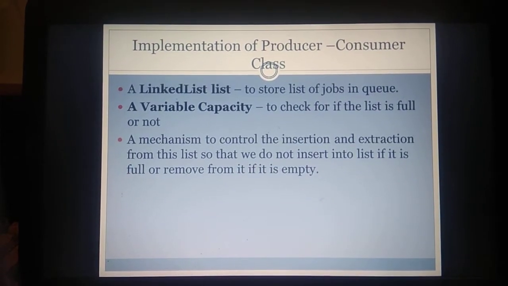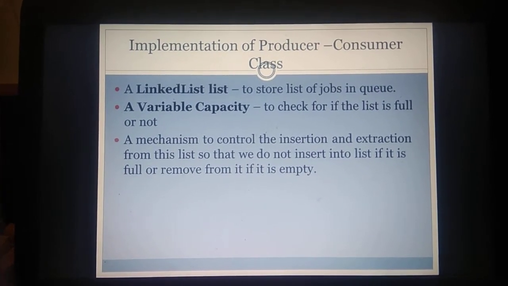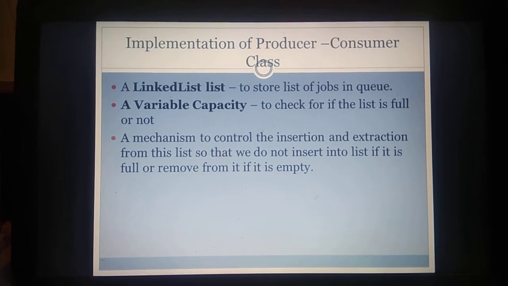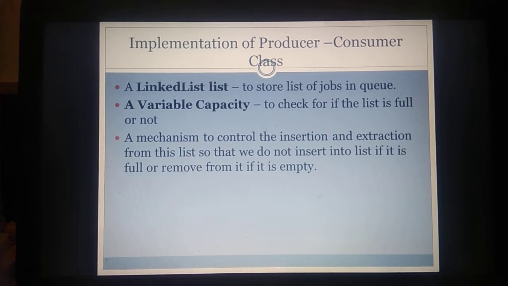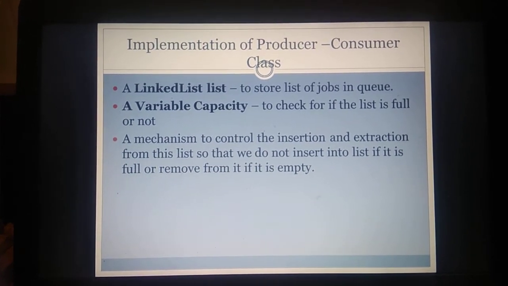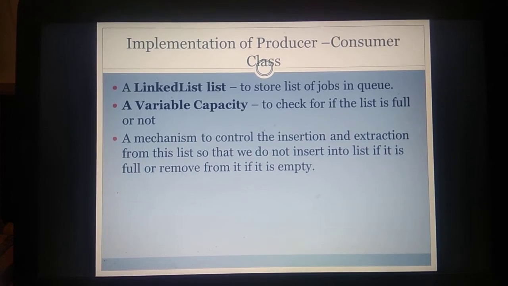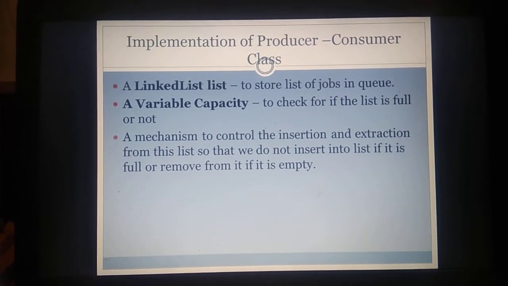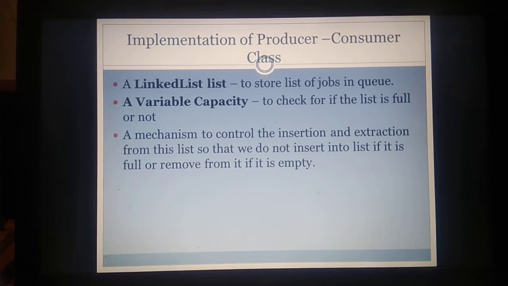So for implementing this producer consumer class, we are using the following things. A linked list we have to use, so that we can create a buffer. As I told, in the buffer we can store the data. The buffer is a linked list. Next, a variable capacity to check whether the buffer is full or not.